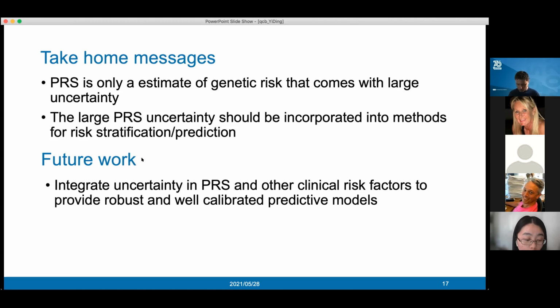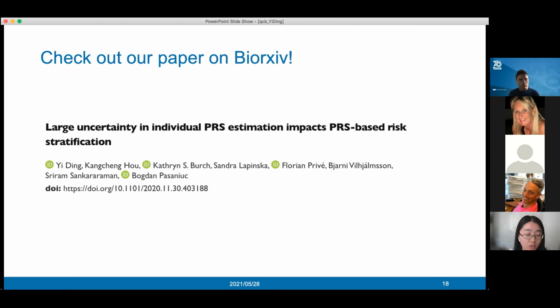So for the future work, we will try to integrate uncertainty in the PRS along with other uncertainty in other clinical risk factors to provide a robust and well-calibrated predictive model for personalized medicine. And if you are interested in our work, please check out our paper on bioRxiv.